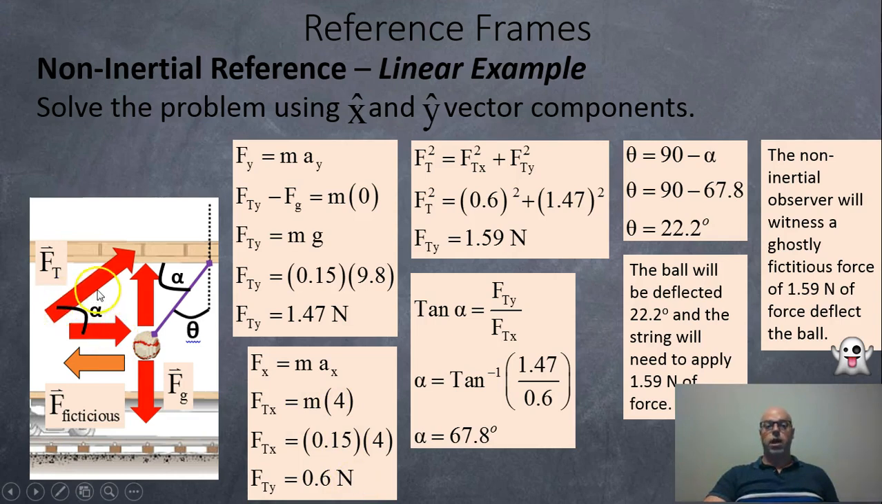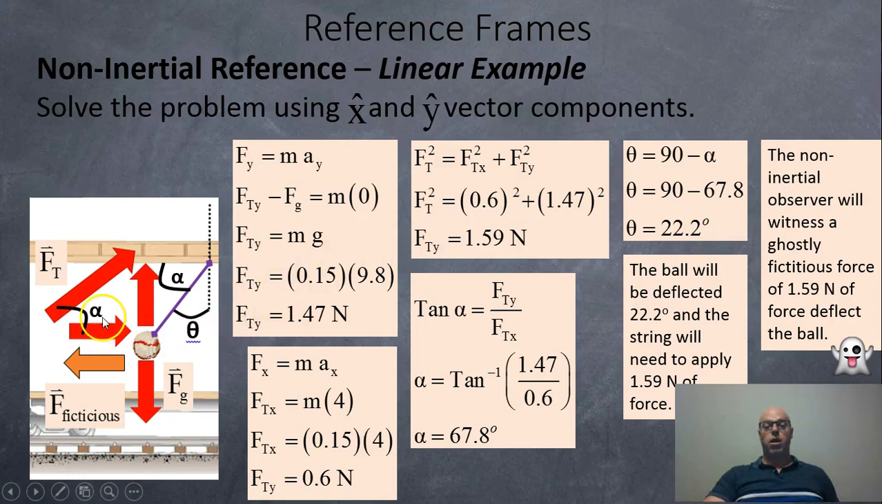So now to find the actual tension in the string here, we have an x component and a y component. So we're going to use the Pythagorean theorem. The force in the tension squared is equal to the x component squared plus the y component squared: 0.6 squared plus 1.47 squared, add them up, square root, and we get 1.59 newtons.